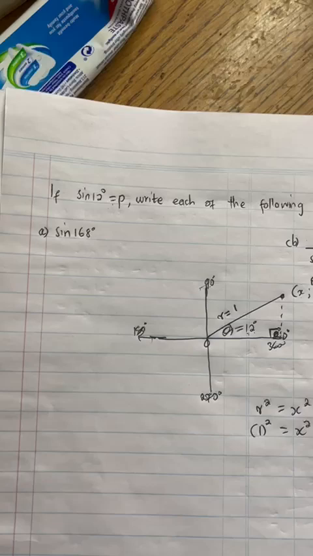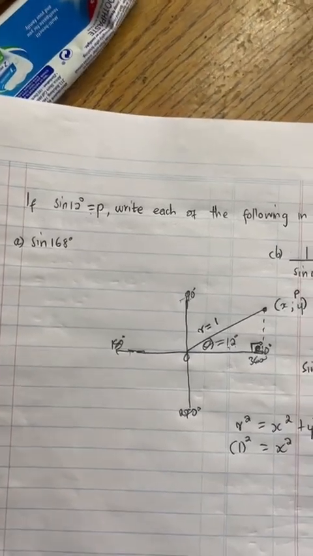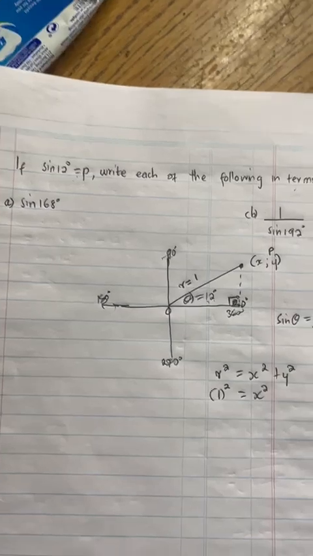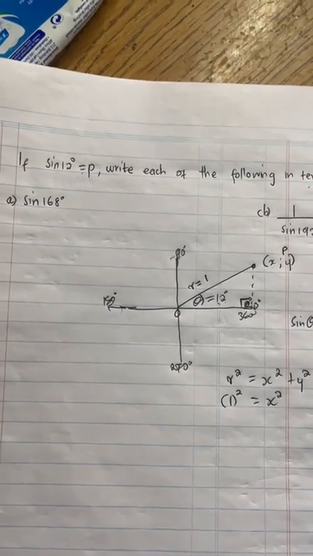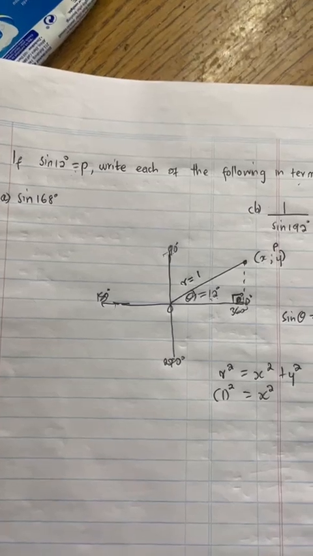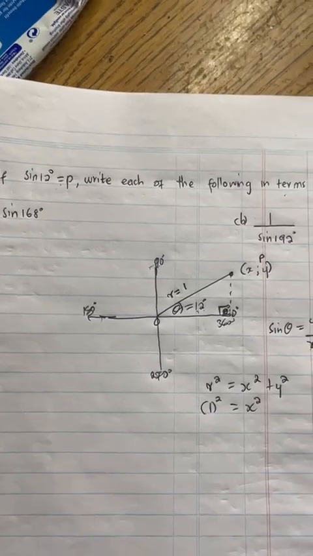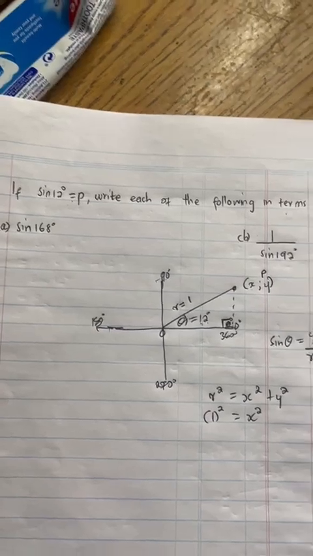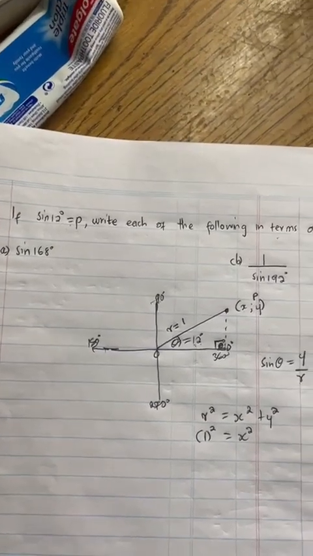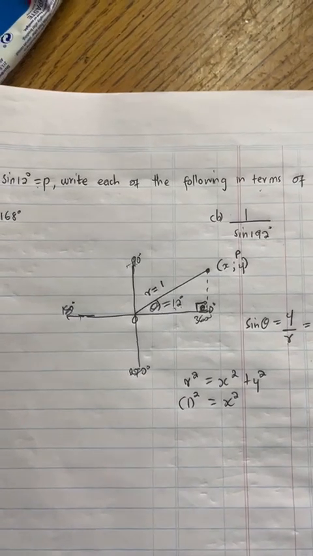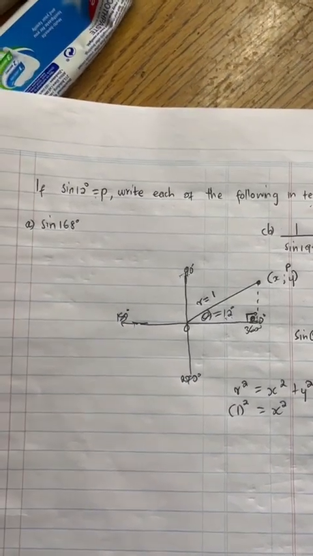So the question says, if sine 12 degrees equals p, write each of the following in terms of p. Remember, when they say in terms of p, they mean your answer must have p in it. So it can either be 1 plus p, 1 minus p. So your answer must be in terms of p. Understand? Okay, so let's proceed.